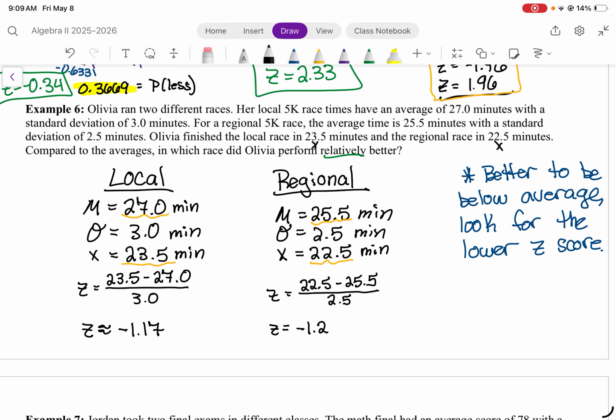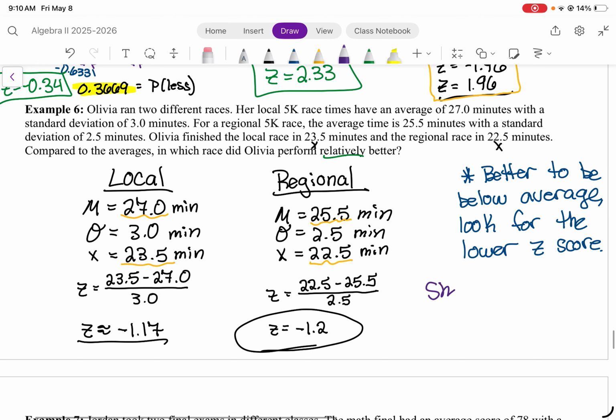So because we want her time to be lower than the average, we're trying to figure out in which race she did better than the average times that the runners had. So if we look, the lowest she got for her z-score was negative 1.2. So that means she did better in her regional race compared to the people she ran with than she did in the local race, because she was lower than more people in the regional one than the local. So for our answer, she did relatively better in the regional race.